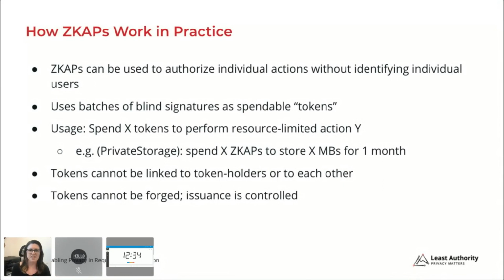So tokens cannot be linked to the token holders or each other. Even between two separate usages of the same batch of ZCAPs, those tokens can't be linked together. And so that is also very powerful because they become fungible in a sense. And then they can't be linked to the token holder itself, which is also part of the privacy-preserving part. And they can't be forged, and the issuance is controlled. So from a business perspective, this has been important for us too.